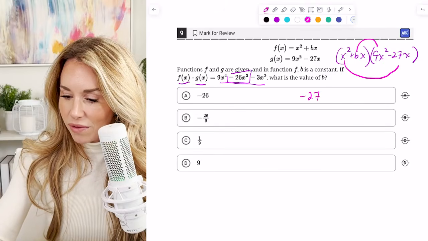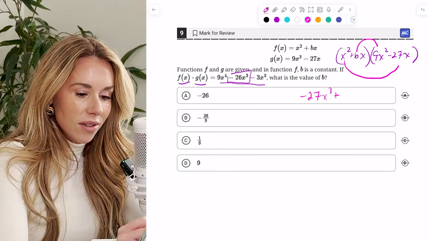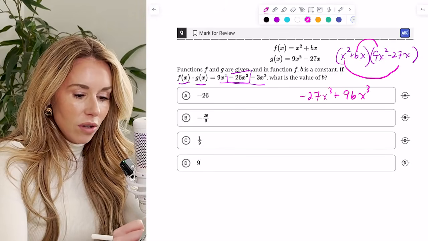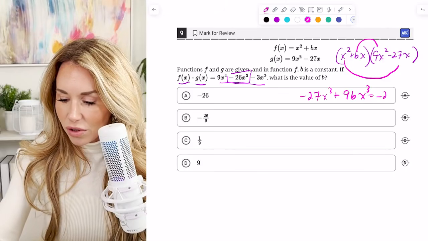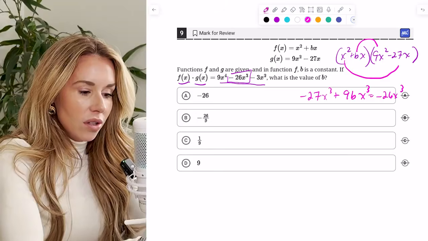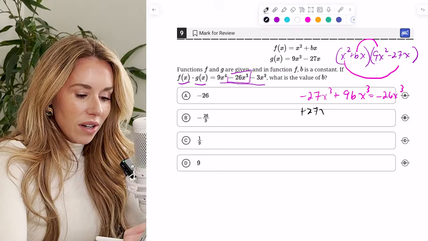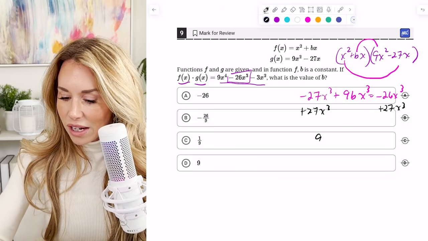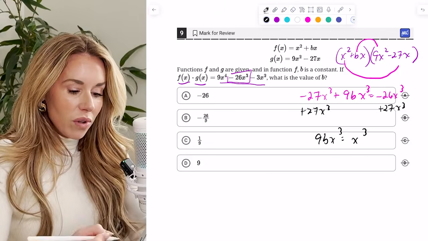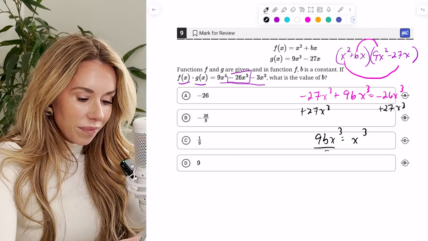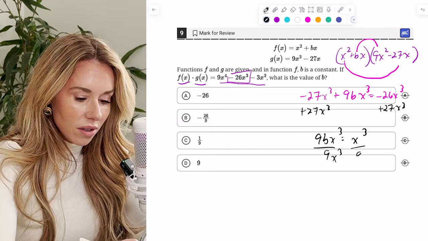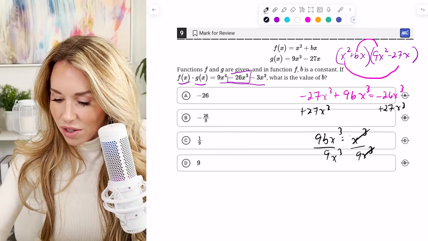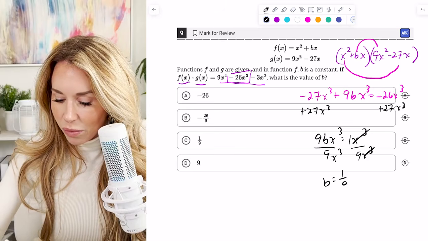So we're going to have negative 27x cubed plus 9bx cubed, and that's supposed to equal negative 26x cubed. If I add 27x cubed to both sides, essentially 9bx cubed equals x cubed. So when we divide by 9, x cubed, the x cubes cancel, and b ends up equaling 1/9.